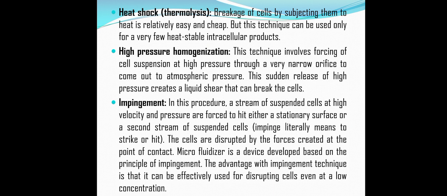The next one is the impingement method. In this procedure, a stream of suspended cells at higher velocity and pressure is forced to hit either a stationary surface or a second stream of suspended cells. It means there is a collision of the microbial cells. The cells are disrupted by forces created at the point of contact.